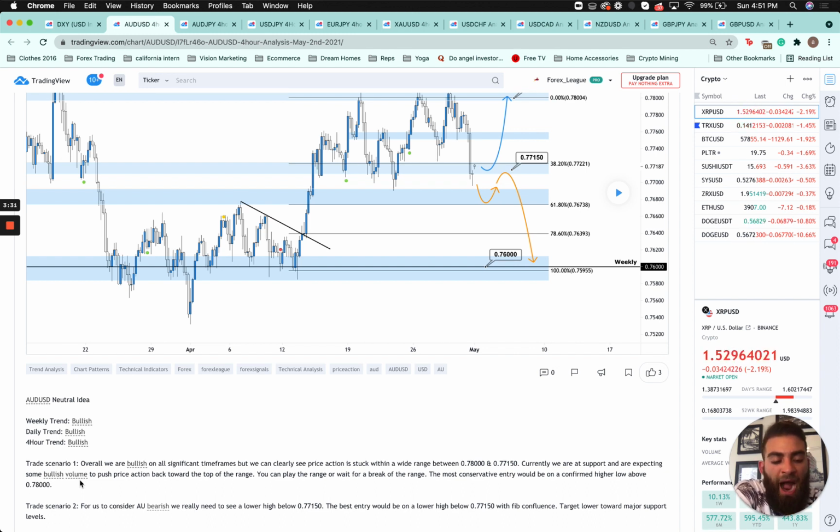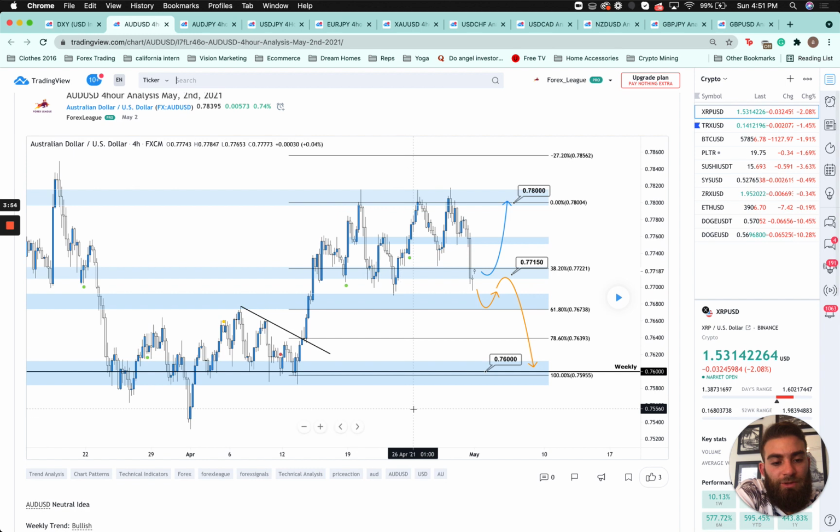The most conservative entry would be a confirmed higher low above 0.7800. Trade scenario 2, for us to consider AU bearish, we really need to see a lower high below the 0.7715 area. The best entry would be on a lower high below 0.7715 with fib confluence. Target lower towards major support.